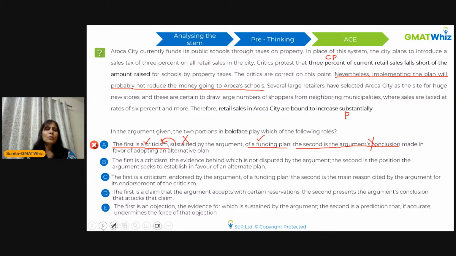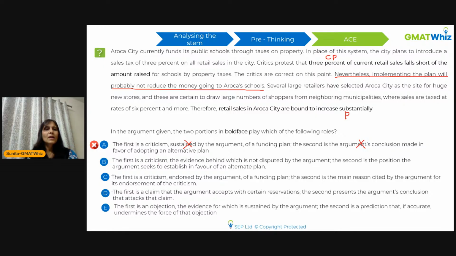All right. Nobody marked option A as the correct answer. So that's all good. Let me remove this. So option A majorly is incorrect because of two portions. Sustained is wrong and main conclusion is wrong.